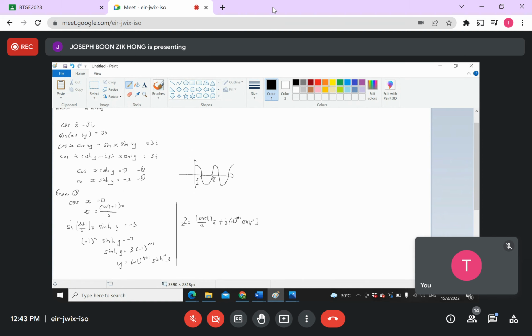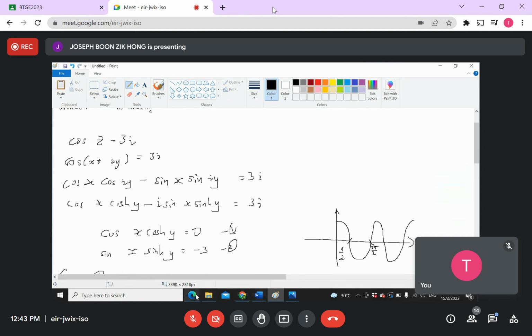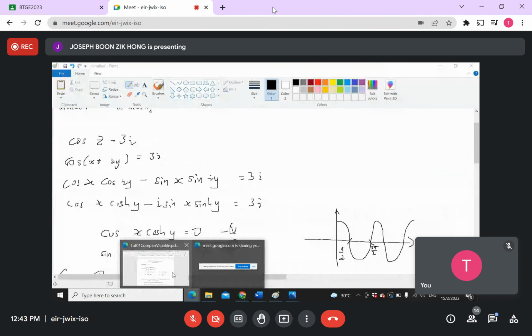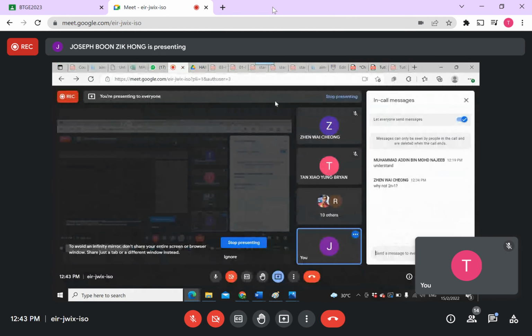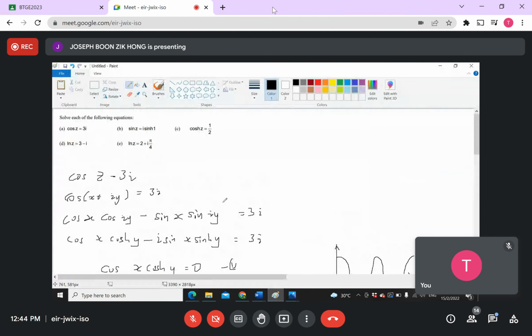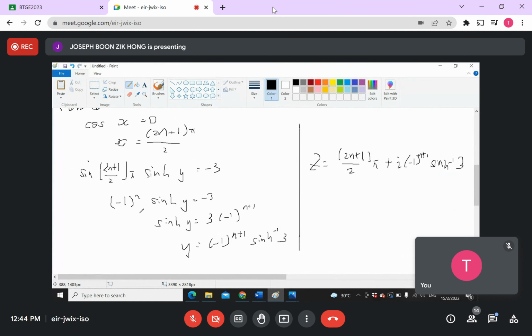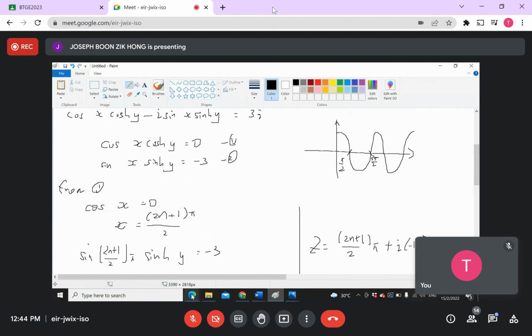Okay, I proceed again. Why not 2n minus 1? 2n minus 1 also can, no problem. If you want 2n minus 1 or 2n plus 1, up to you. It's the same thing. You mean this question, is it? This one, you want 2n minus 1 or 2n plus 1, up to you. Both are okay. And here we always get (-1) to the power of n. Okay, I proceed, yeah?